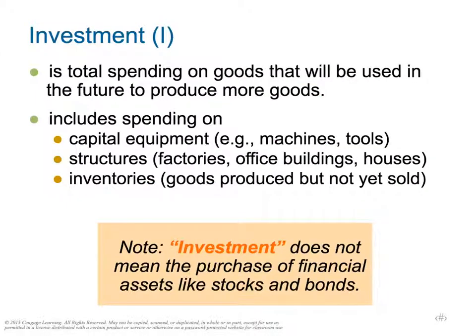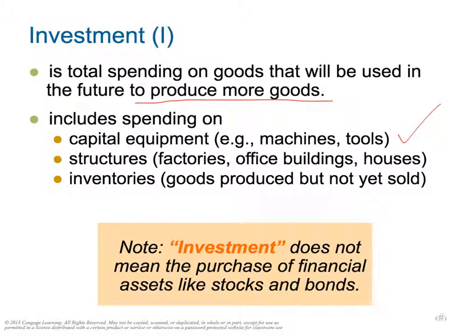When we talk about investment, investment is spending on goods that will be used in the future, and here's the key phrase, to produce more goods. So much like capital that we talked about earlier, these things are in place to allow us to produce goods and services. And so if I am a farmer, the tractor that I have, the barn that I have, that would be an example of structure.